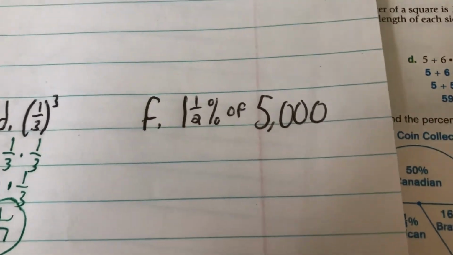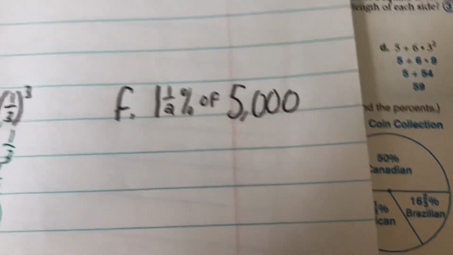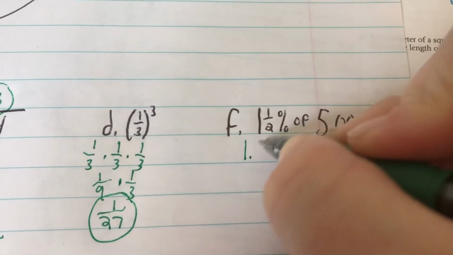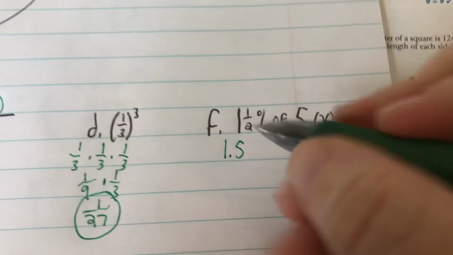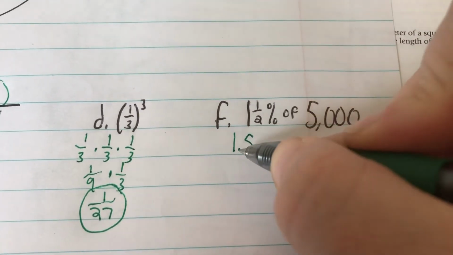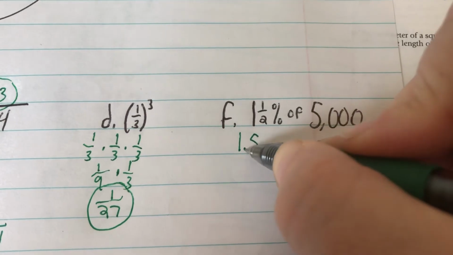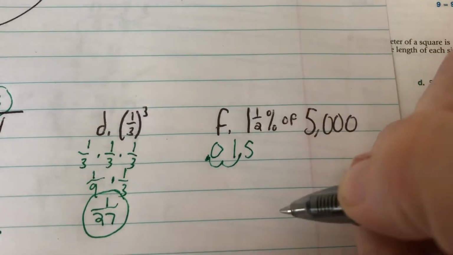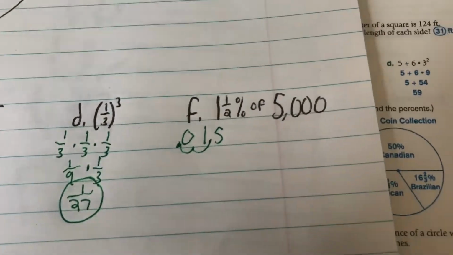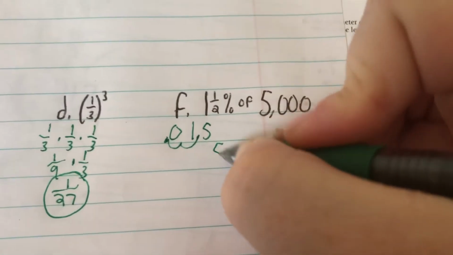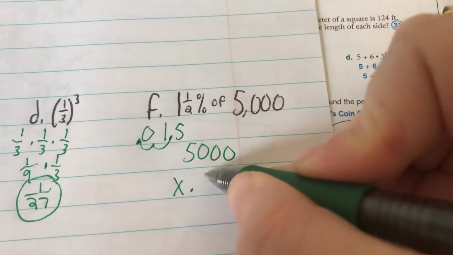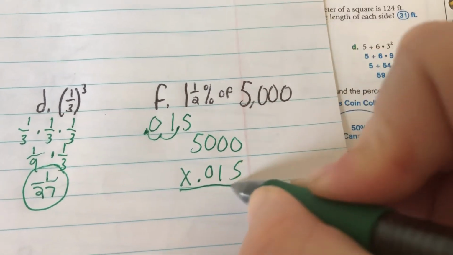F, 1 1/2% of 5,000. So 1 1/2, just as a decimal, would be 1.5. But what we keep forgetting to do is to move that decimal point over 2 because this is a percent. So 1, 2 becomes 0.015. We then multiply that: 5,000 times 0.015.